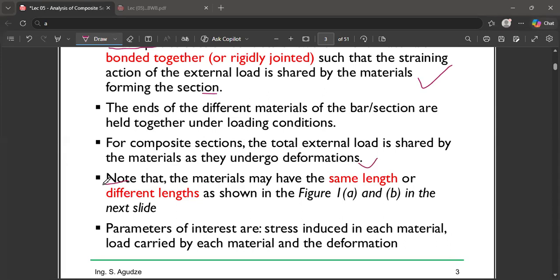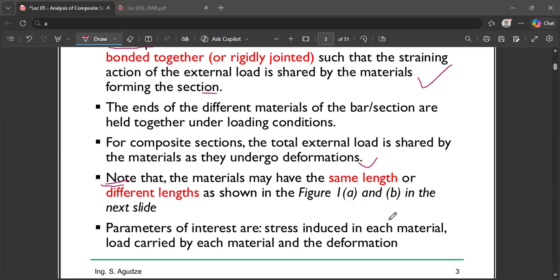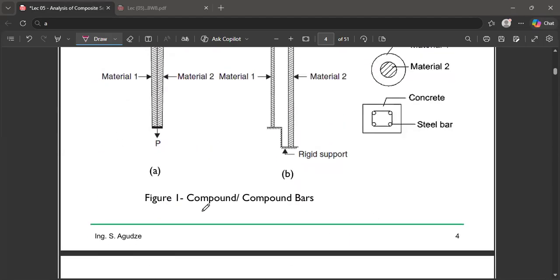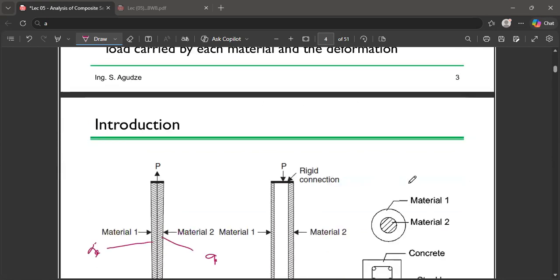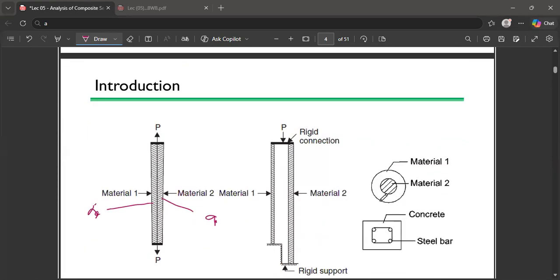Note that the materials may have the same length or different lengths, as shown in figure 1, that is A and B. I'll show you soon in the next slide. So these are the ones they are talking about. You can see this is material 1 made of a different material, and this is material 2 made of a different material. If it is a circular one too, you can see material 1 and material 2.